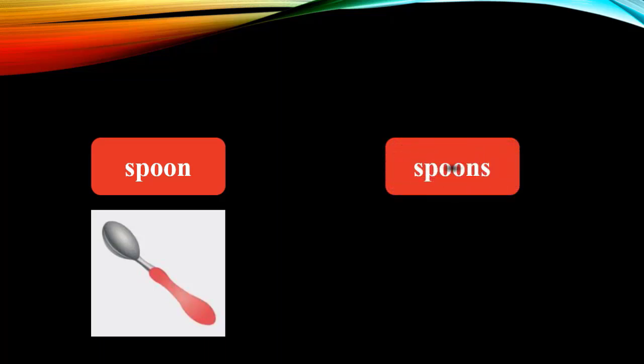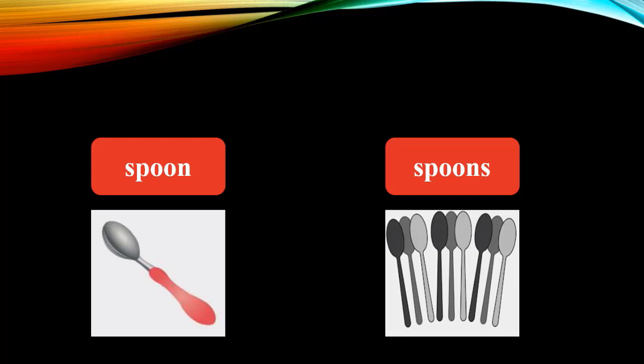Now come to the last example. Our last word is spoon. Spoon is a singular word as it is one in number. Plural form of spoon is spoons, which means more than one spoon.